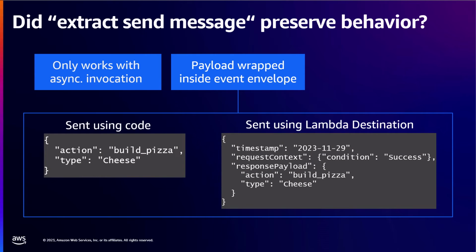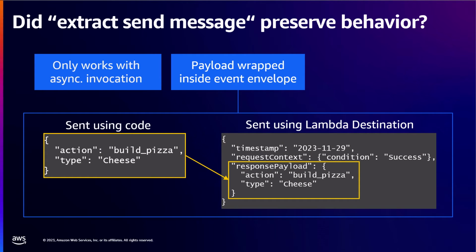The next one was with the message payload. So look at your screen. On your left is the message that was sent when you directly wrote the code, and on your right is the message from Lambda destination. The Lambda destination wraps an event envelope which adds additional metadata along with the message. What does this mean? This means that at your consumers, you will now have to parse the payload and extract the necessary information.